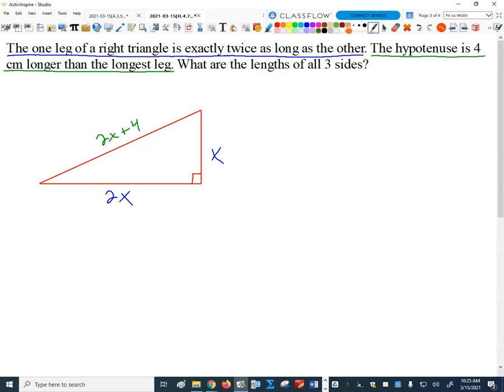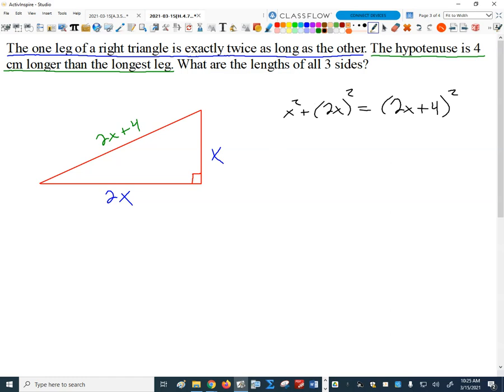You can do a squared plus b squared equals c squared. Yeah, I could use the Pythagorean Theorem, couldn't I? Good. So we could say x squared plus the quantity 2x squared equals the quantity 2x plus 4 squared. Everybody agree?